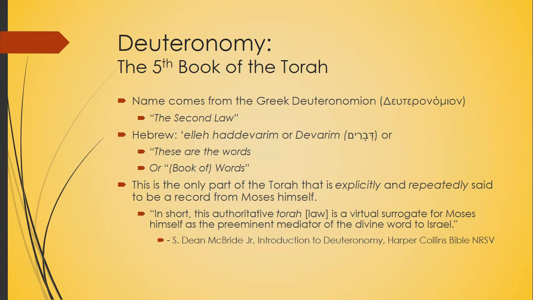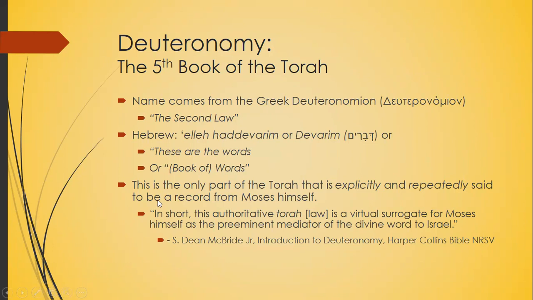In Hebrew, the book is just the first line of Deuteronomy. These are the words that Moses spoke to all of Israel, and so they call it, these are the words, or Elleh ha-devarim, or they shorten it to just Devarim, the words, basically. And so this is the book.